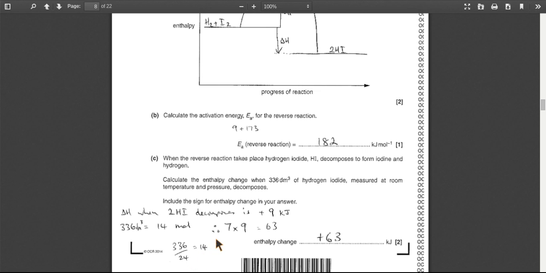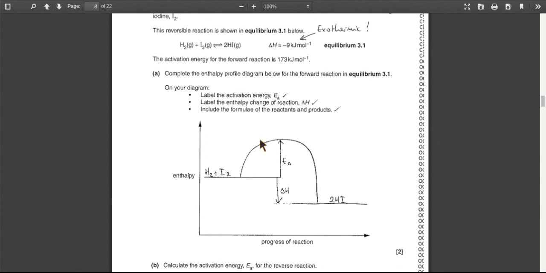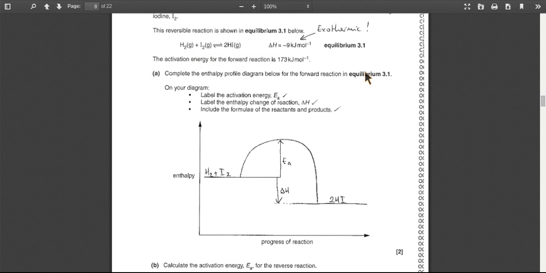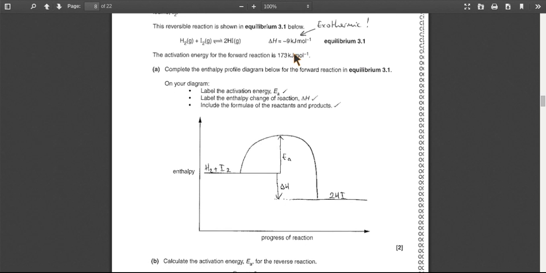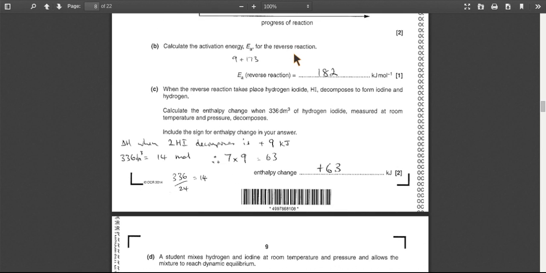So we need to know what the enthalpy change is for 14 moles that are decomposing. The enthalpy change for the reverse reaction would be plus 9 kilojoules per mole, going that way, and that's for the decomposition of 2 moles. And so therefore we want to know what 14 moles would do, and so it's 7 times this, and so 7 times plus 9 is plus 63.